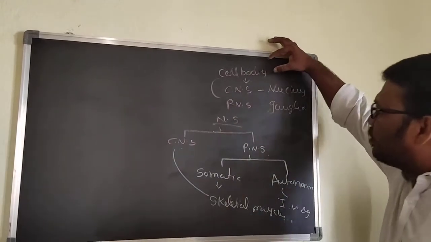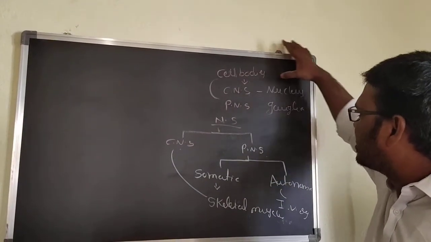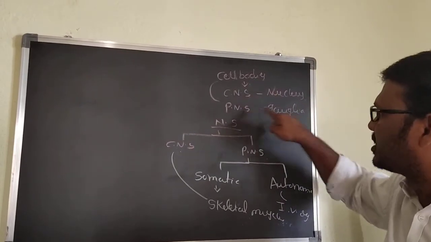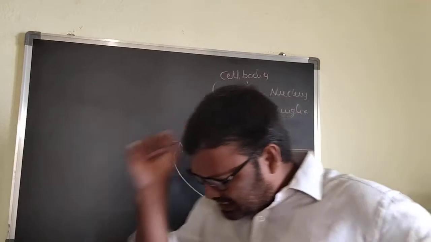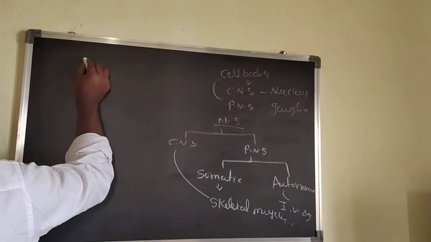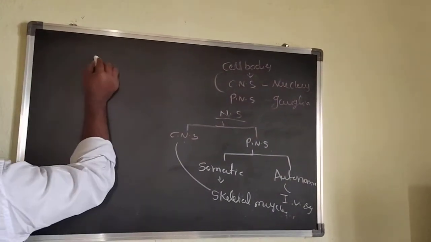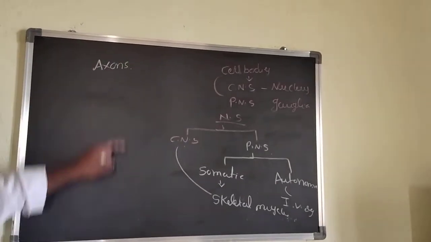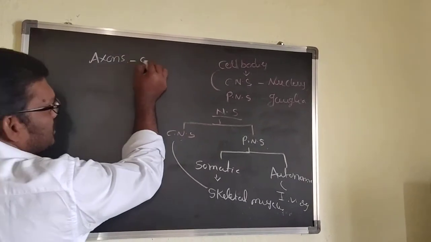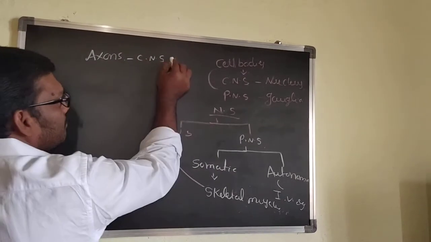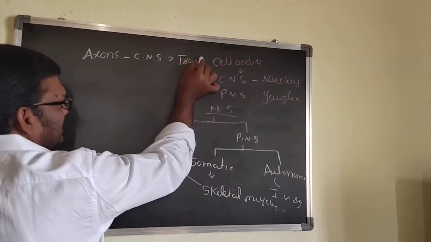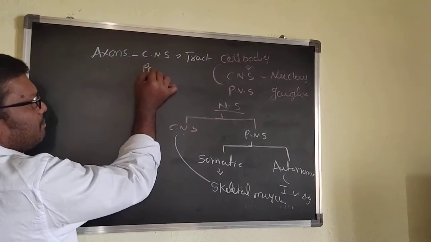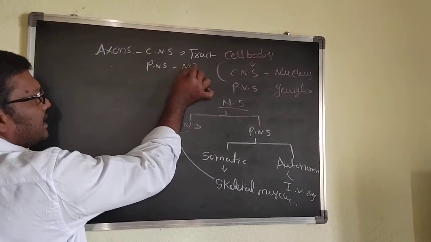That's why the group of cell bodies in the central nervous system is called a nucleus, and the group of cell bodies in the peripheral nervous system is called a ganglia. At the same time, the group of axons in the central nervous system is known as a tract, and the group of axons in the peripheral nervous system is called a nerve.